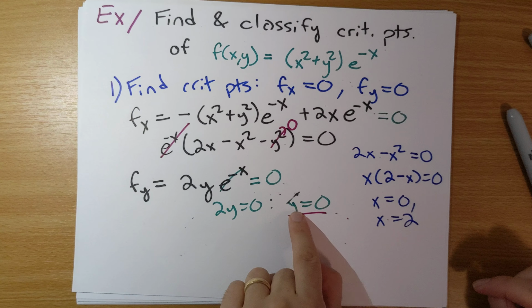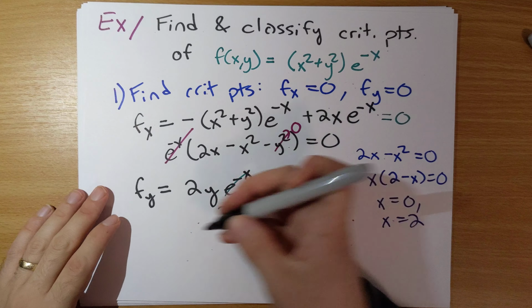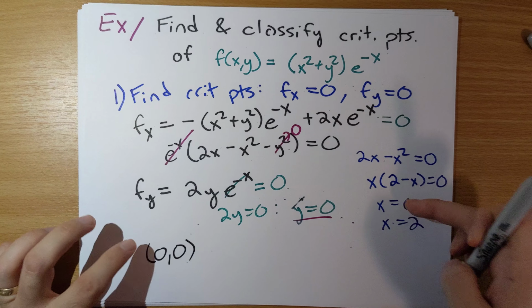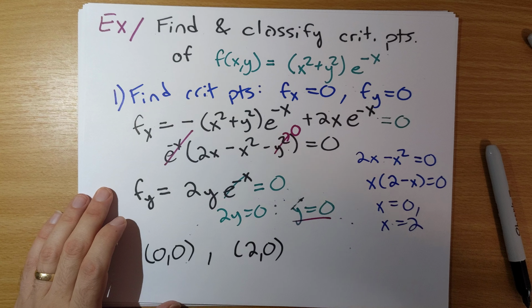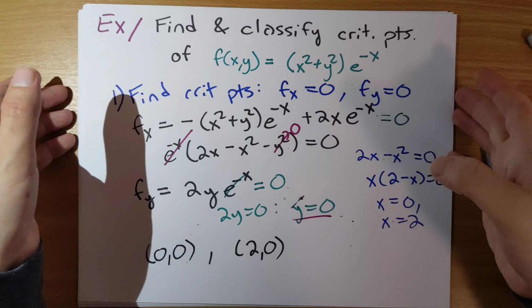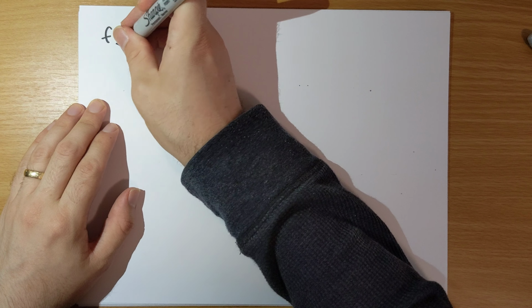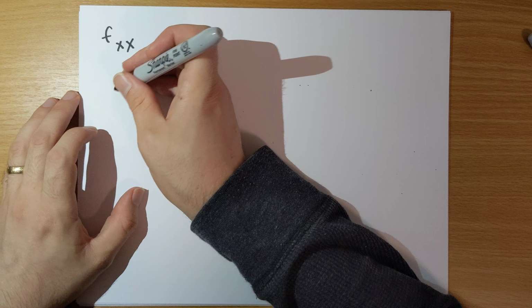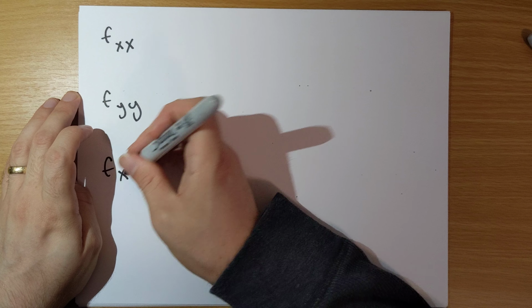So y is equal to 0, and x equal to 0 or x equal to 2. We have two critical points: x is 0, y is 0, and x is 2, y is 0. So this is step 1, finding our critical points. Step 2, let's go on and compute the second order partial derivatives. So we need fxx, fyy, and fxy.